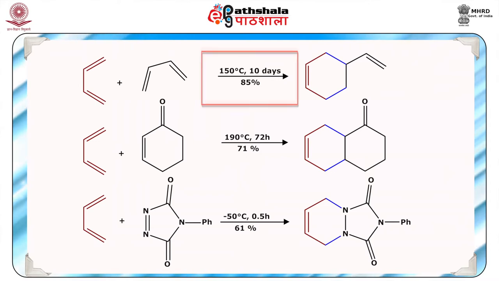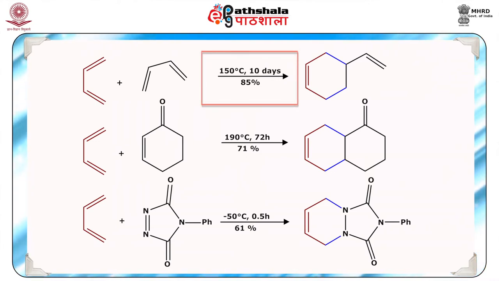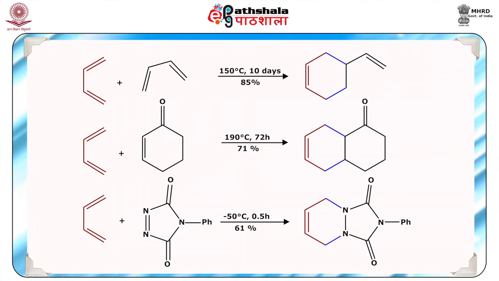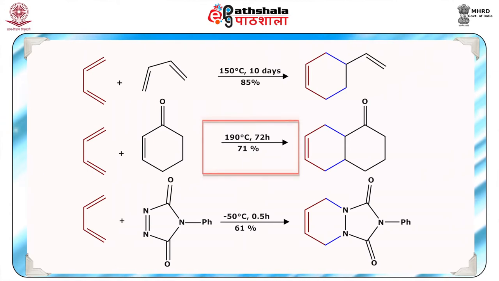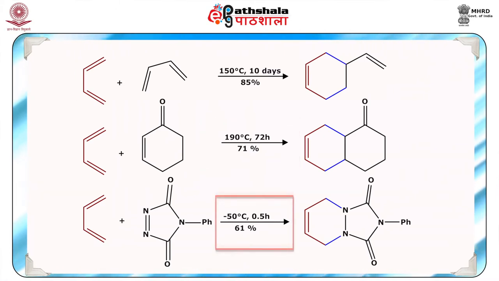As you can see, the first reaction is completed in a time of 10 days. The second reaction is also 4+2, but is completed in 72 hours with a 71% yield, whereas the third reaction is completed in a time duration of 5 hours.